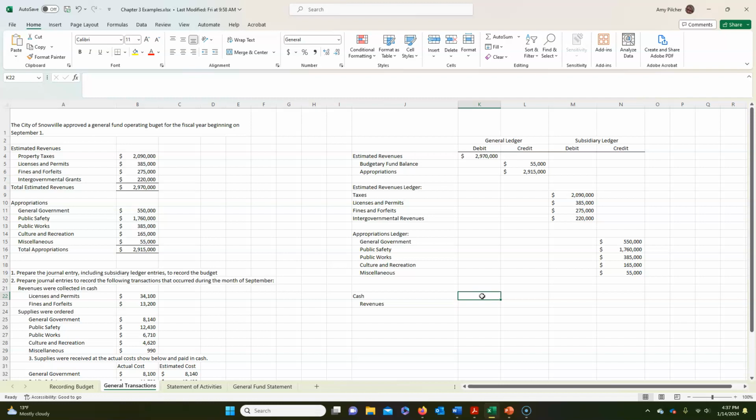So we received $43,000 in cash, $43,000 in revenues. That's our general ledger recording. Then we have our revenues ledger, in which we're going to record that those were licenses and permits and fines and forfeitures in the subsidiary ledger.